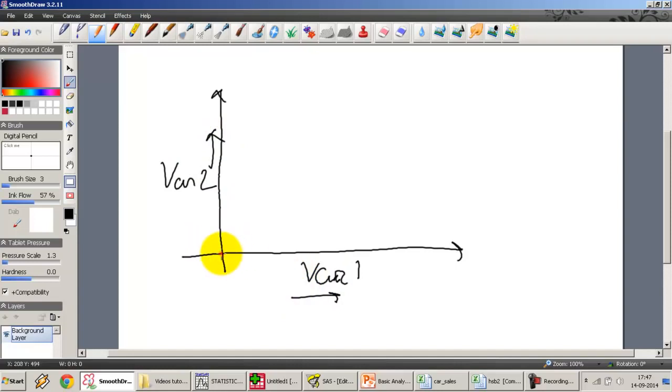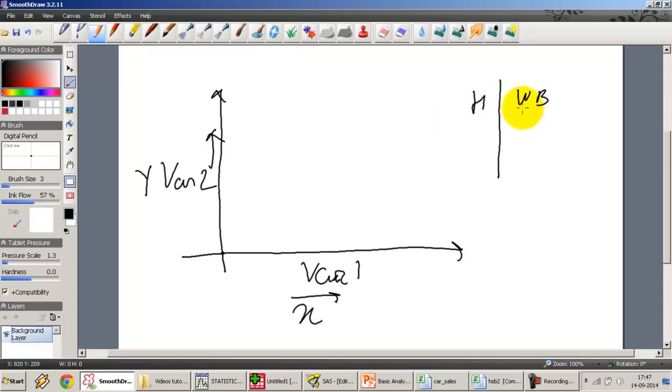Right? So this is the origin, and I've got variable 1, variable 2. I can assign any particular variable on these two axes. This is the y-axis, this is the x-axis. For example, let's put horsepower on the x-axis, let's put the wheelbase on the y-axis.